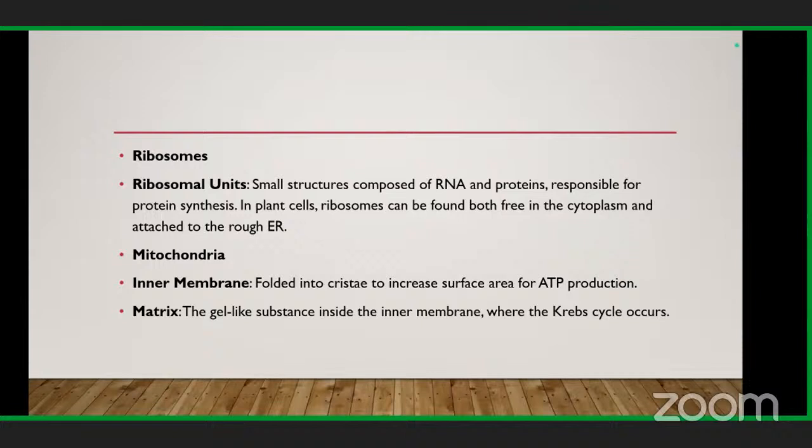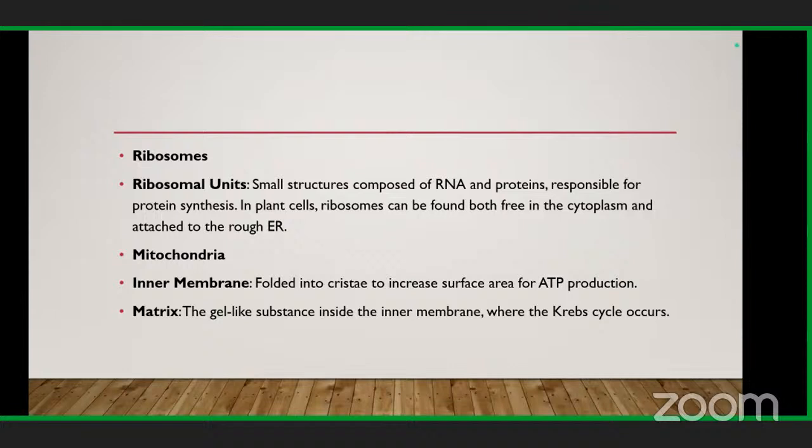In plant cells, ribosomes can be found both free in the cytoplasm and attached to the rough endoplasmic reticulum. There is a very big topic of ribosomes, like what types of ribosomes there are, the division of ribosomes, the units of ribosomes. Basically, ribosomes are found in two conditions. One is free in the cytoplasm without any disturbance, and the other is attached to the rough endoplasmic reticulum. This rough endoplasmic reticulum is responsible for protein synthesis, and smooth is responsible for lipid synthesis.